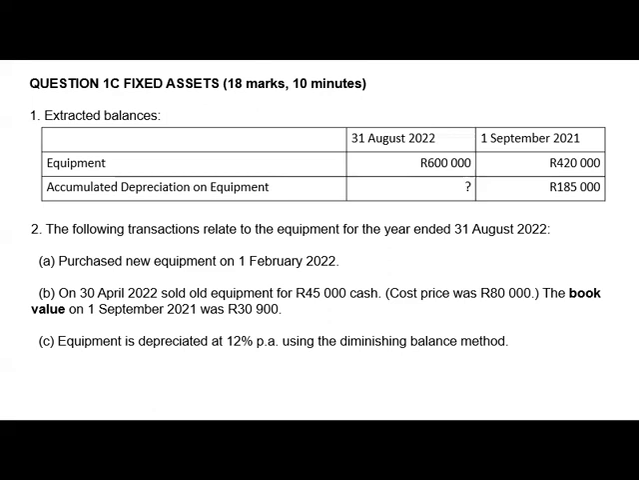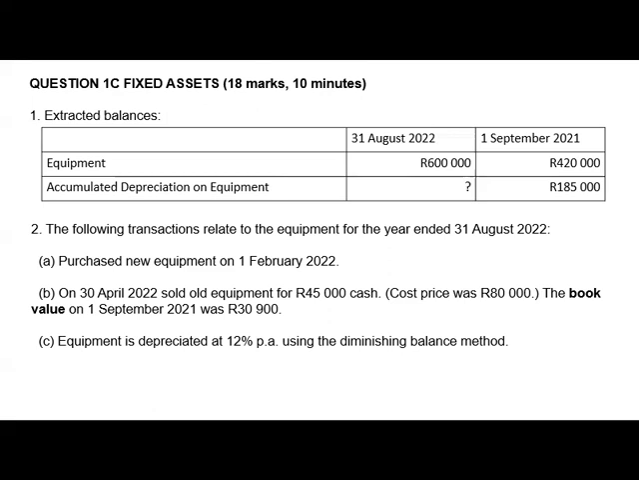Now it says the following transactions relate to equipment for the year ended 31st August 2022. We purchased equipment on the 1st of February 2022. That doesn't really help at the moment. Let's read further. It says that on the 30th of April 2022, we sold equipment for 45,000 rand cash. The cost price was 80,000. The book value on the 1st of September, which is the beginning of the financial year, of this equipment sold was 30,900. Then they said equipment is depreciated at 12% per annum using the diminishing balance method.